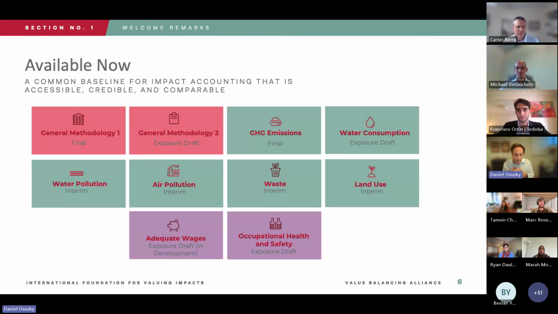There has been a recent release of what are referred to as interim methodologies across a number of environmental topics, all of which are currently available for use for those who are interested in adopting impact accounting, while at the same time, as I was just referring, we are developing through our due process protocol official methodologies through the due process and this public comment period.